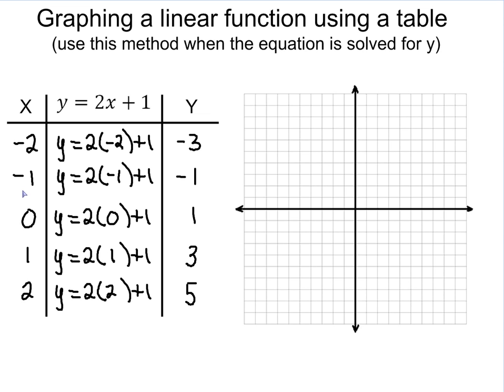Once we have these values, we actually want to graph these points. So what we're going to do is take (-2, -3), and we're going to go over -2, so 1, 2, and down 3, put a point there. Next point we're going to graph is (-1, -1). So we're going to go over -1, down 1, put a point there. Then (0, 1), (1, 3), and then (2, 5).